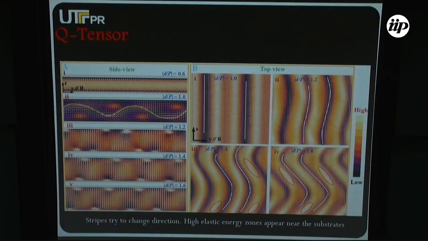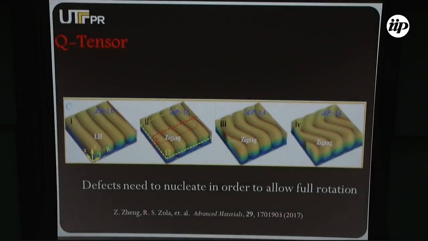So we do the simulation, we go through all this process. We keep changing the D over P. With that field, you have a homeotropic configuration. Eventually, you get this sinusoidal configuration of the director. And as the D over P increases, there's a lot of energy. These colors represent the elastic energy at the surface, which indicates the stripes want to change direction. And what you see is this zigzag pattern happening. This was published last year, in case you want to look it up.